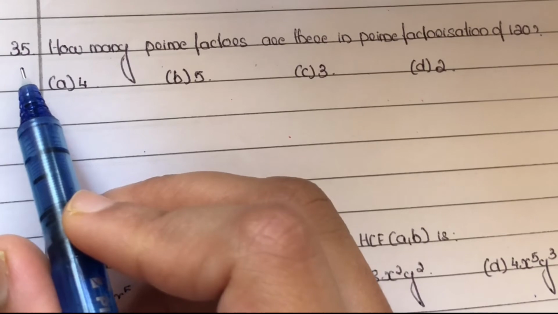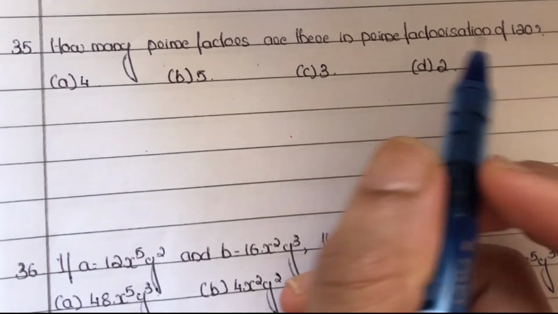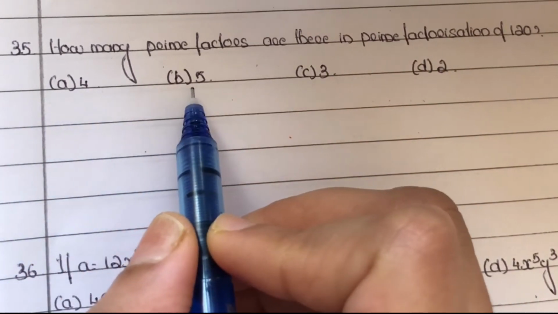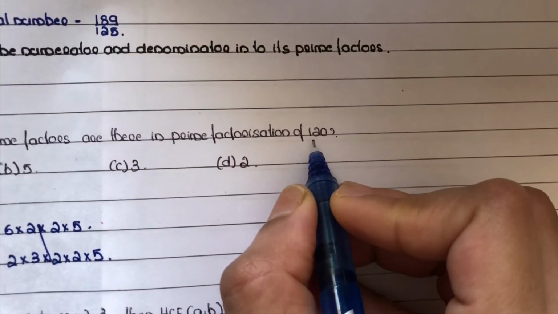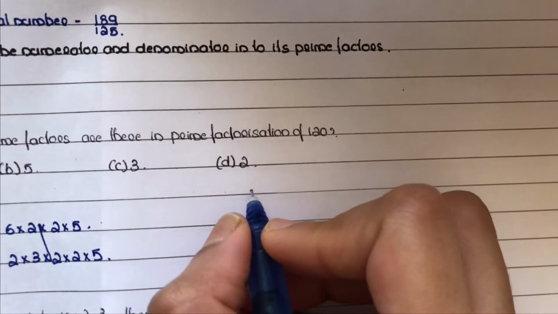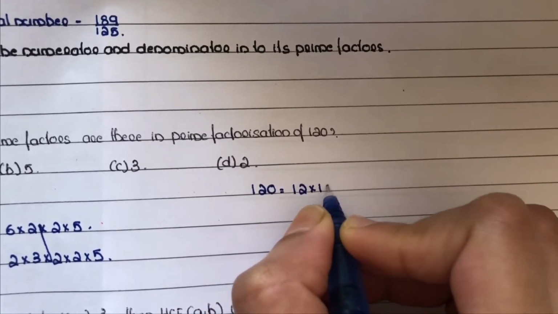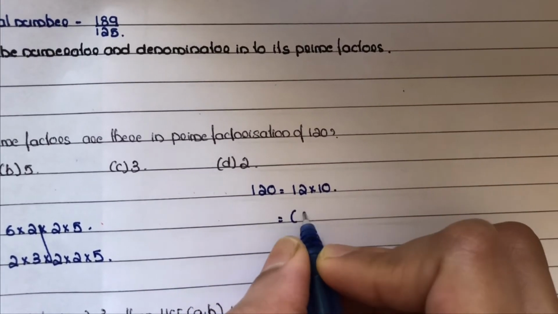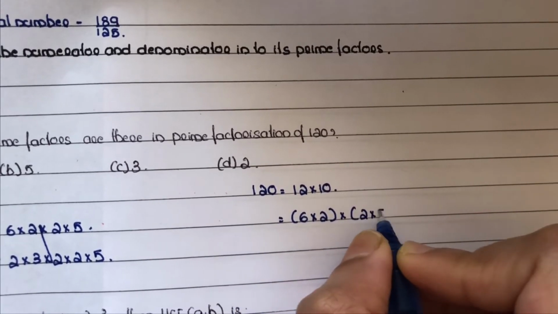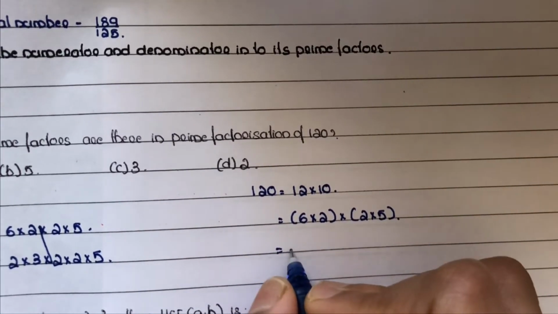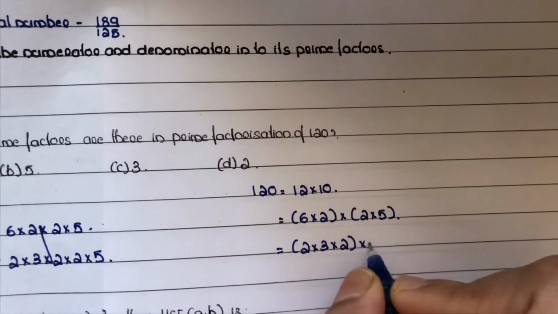Next, number 35. How many prime factors are there in the prime factorization of 120? Option A 4, option B 5, option C 3, option D 2. Now write down the prime factors of 120. 120 is equal to, this one we can write as 12 into 10. Okay, 12 is 6 into 2. And 10 we can write as 2 into 5. And again 6, we can write as 2 into 3 into 2 into 2 into 5.